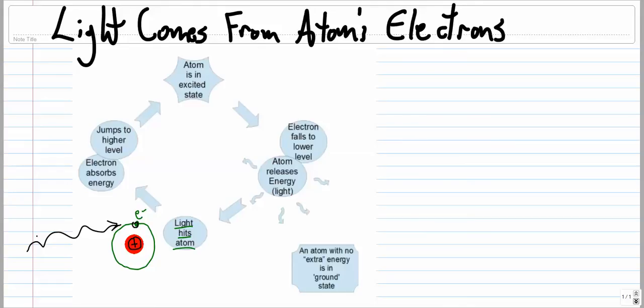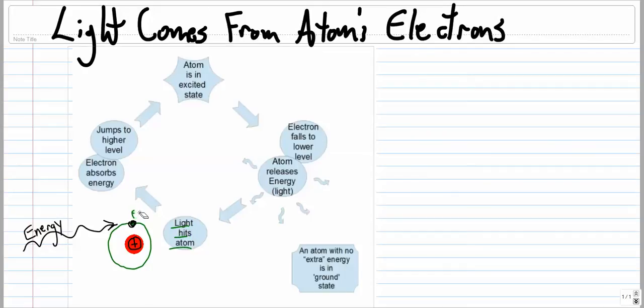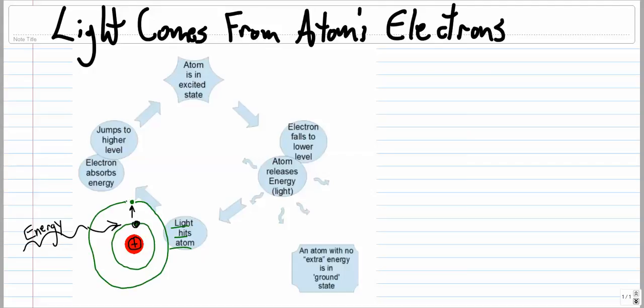So this light that came in has some energy, and it can interact with this electron, and it can give the electron more energy. So when the electron gets that extra energy, it jumps out to a higher distance. It's going faster. It's got more energy, so it's got to go somewhere. It can't be this close to the nucleus, because when it was this close, it had less energy. So the electron jumps out to a new position, and it's going around the nucleus still. It's just at a greater distance.